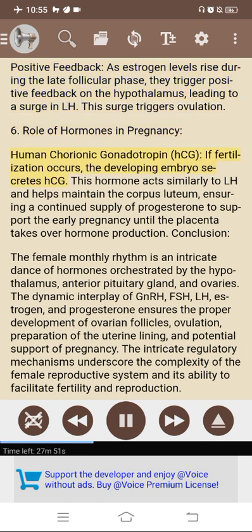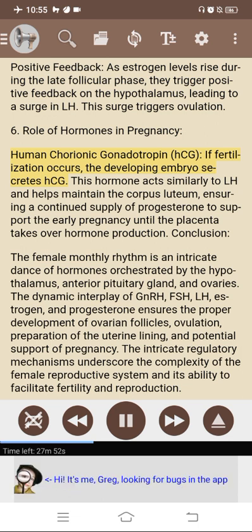6. Role of hormones in pregnancy. Human chorionic gonadotropin (HCG). If fertilization occurs, the developing embryo secretes HCG. This hormone acts similarly to LH and helps maintain the corpus luteum, ensuring a continued supply of progesterone to support the early pregnancy until the placenta takes over hormone production.